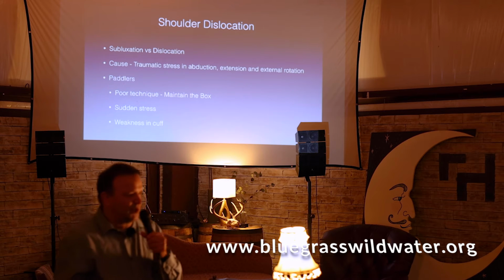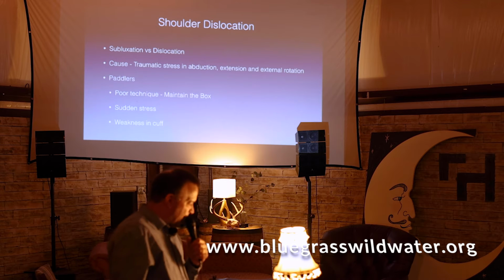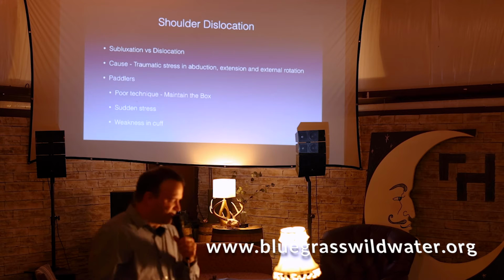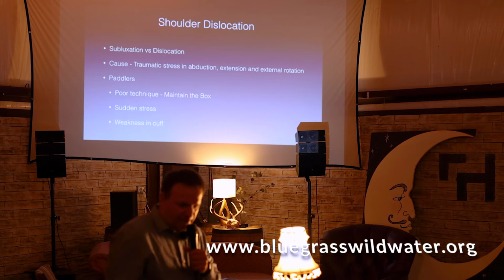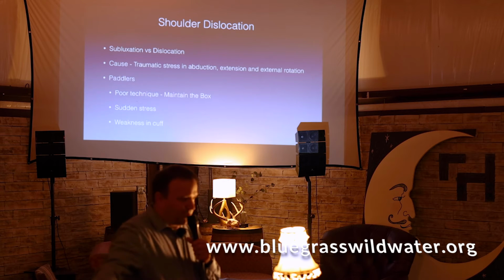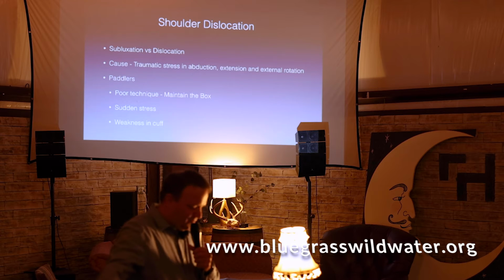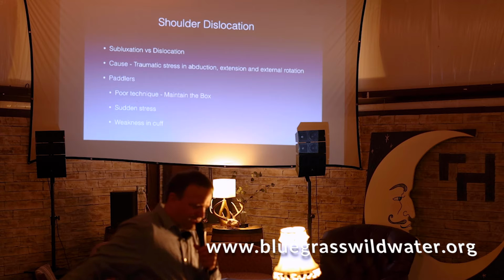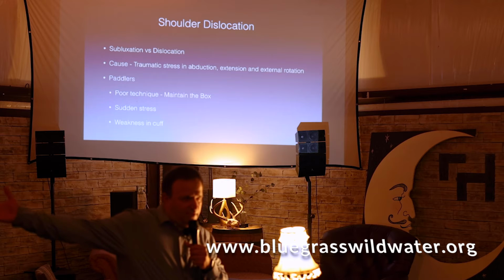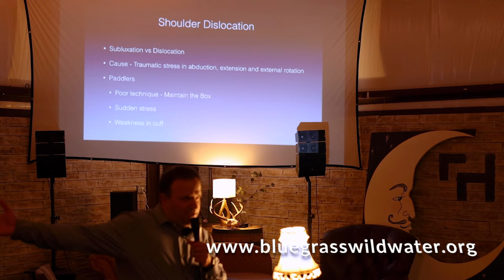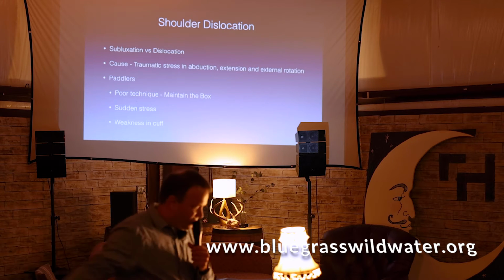Generally, the dislocation move is abduction, extension, and external rotation. So when the arm gets behind you, abduction means away from the body, extension is behind you, and external rotation is like this. So this is basically the position we're talking about, the arm behind the trunk and extended.